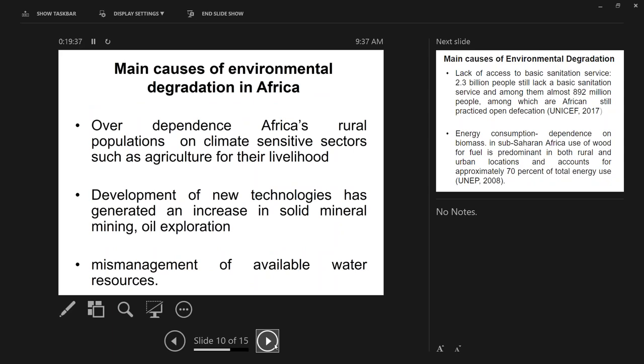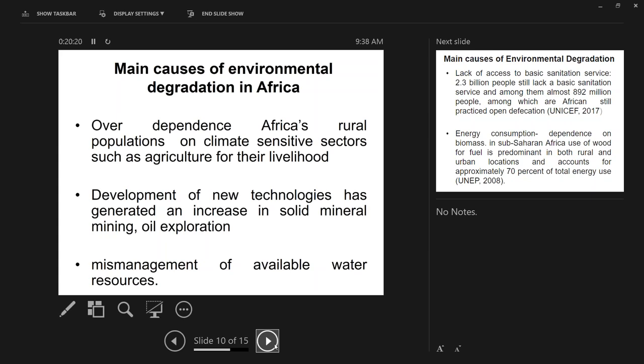What are the main causes of this environmental degradation? In Africa, I think one of the major causes is the over-dependence of Africa's rural population on climate-sensitive sectors, such as agriculture, for livelihood. We also noticed that the development of new technologies has generated an increase in solid mineral mining and oil exploration. And of course, unsafe and unsound waste management is also one of the causes.